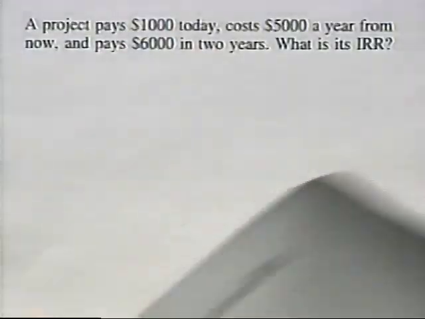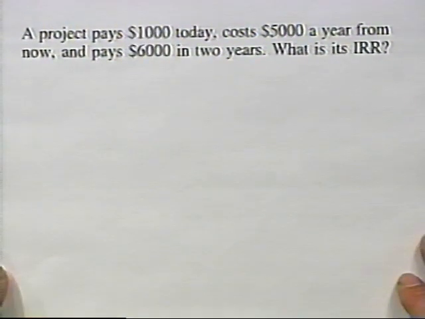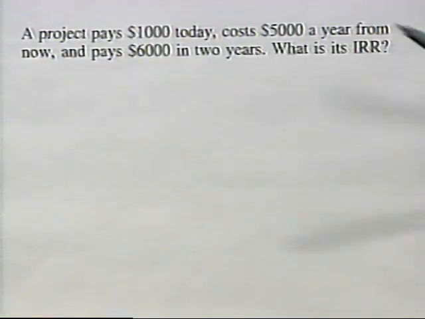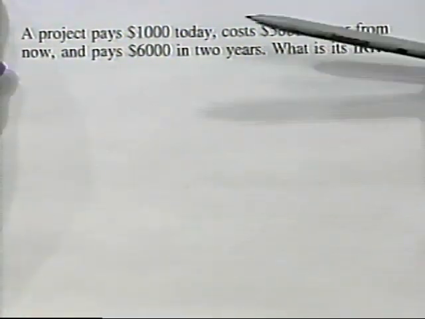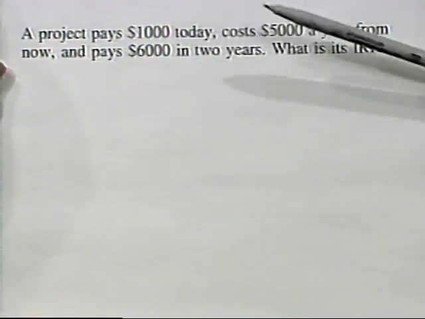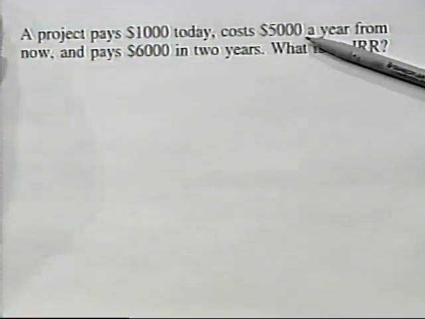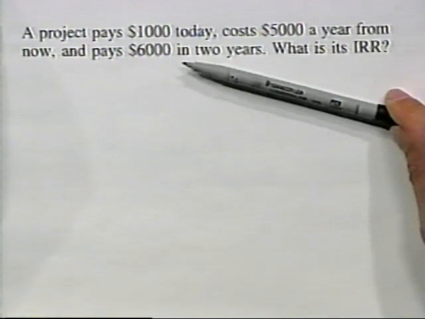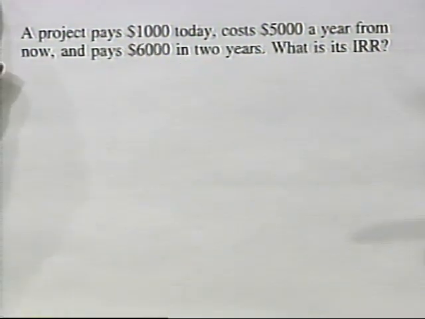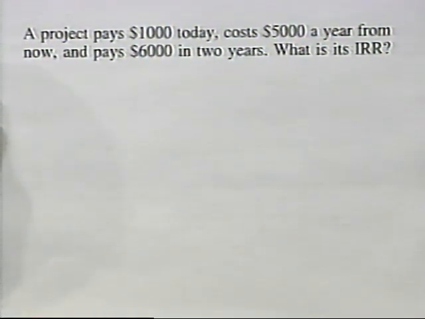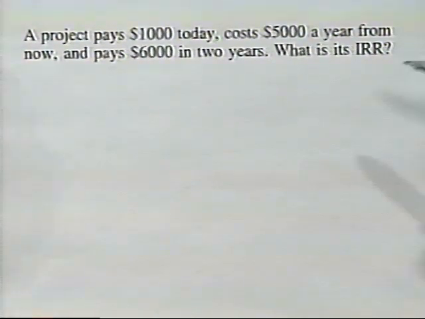Here we have a project with a cash flow structure where it pays $1,000 today, costs $5,000 a year from now, and pays $6,000 in 2 years. So this might be, for example, doing a consulting contract where you're getting an advance on the contract, you're paying some money to do it a year from now, and when the project's finished 2 years from now, you're invoicing and receiving the full cost for it. And we want to know what its internal rate of return is.